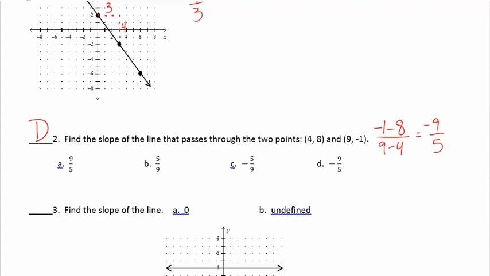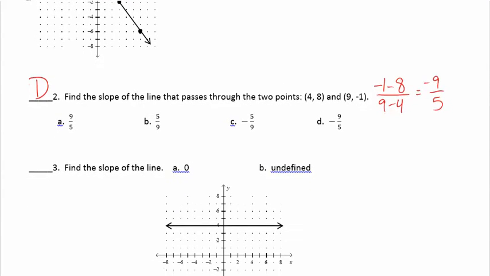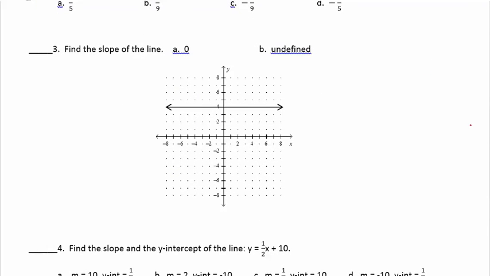On number 3, you're just looking at that horizontal line and determining whether or not the slope is 0 or undefined. And on a horizontal line, that's slope 0, so the answer for 3 is A. If it's undefined, it's going to be a vertical line straight up and down.